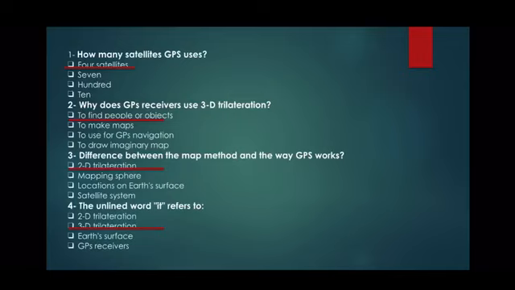What is the difference between the map method and the way that GPS works? It is actually 2D trilateration. The underlined word "it" refers to: you have an underlined word which is "it," okay? And you can see, unlike 2D trilateration, it. So here, unlike 2D trilateration, it can't refer to 2D trilateration because we have the word unlike. So unlike 2D trilateration, what works? Which is 3D trilateration.